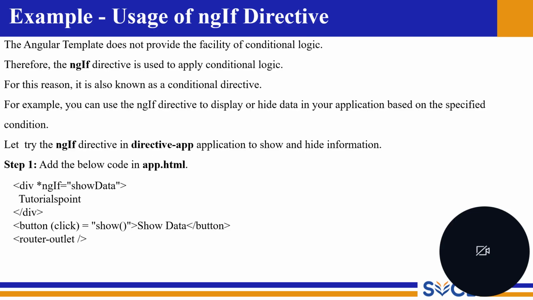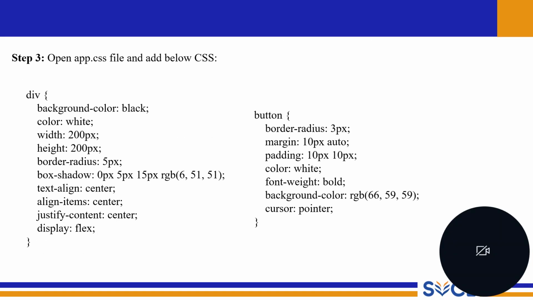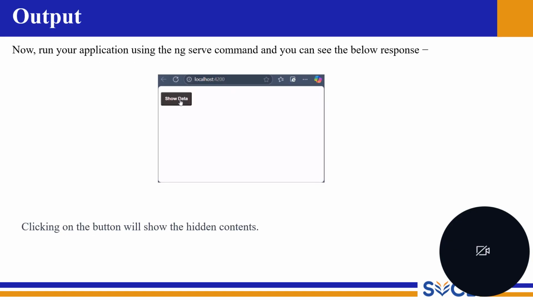So first step, we have to add the below code in the app.html. The second step, we have to import the common module and add a show method in the app.ts file as follows. In the third step, we have to open the app.ts file and add the below CSS. In step 4, finally you have to run the application using the ng serve command. Here when you click on the button, it will show the hidden content.